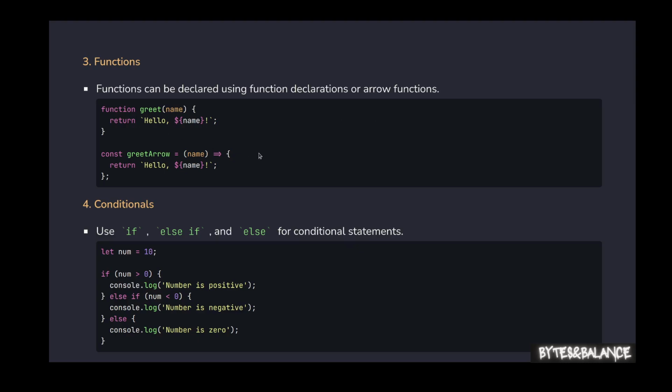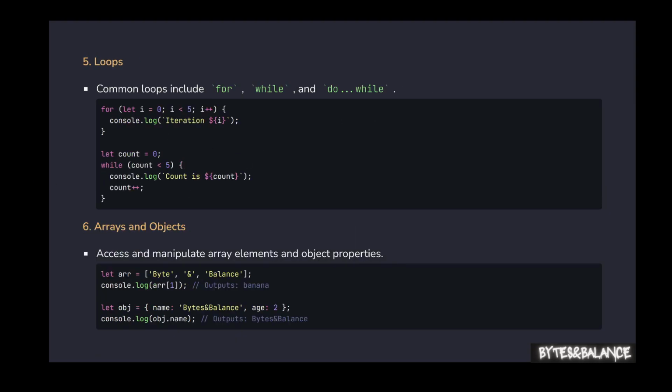So let's go to the next slide. And then we have loops. They let you repeat code multiple times. There are a few common types. For loop: this loop runs a set number of times. For instance, for (let i = 0; i < 5; i++), and then send a message to the console. It will print iteration 0 through iteration 4.